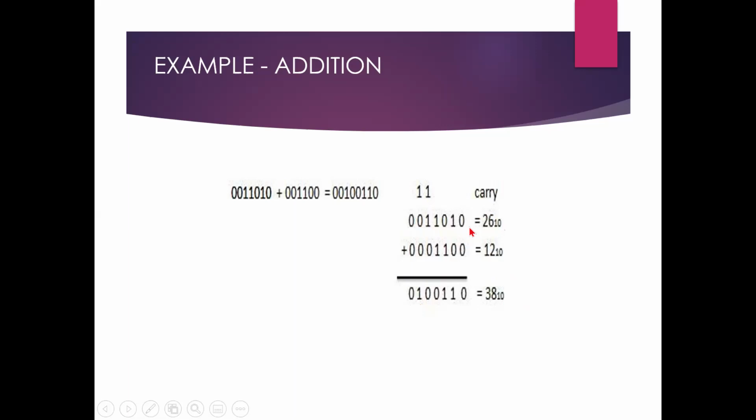You can check whether your calculation is right or wrong, because obviously you know the addition of these 2 numbers. So, if this is matching, this addition is also correct. I hope you are able to follow. 0 plus 0, 0. 1 plus 0, 1. 0 plus 1, 1. 1 plus 1, 2. That means 1, 0. 0 here. 1 is carried over. 1 plus 1, 2. Again, 2 means 1, 0. 0 here. 1 carried over. 1 plus 0, 1. This is the addition of your binary number system.